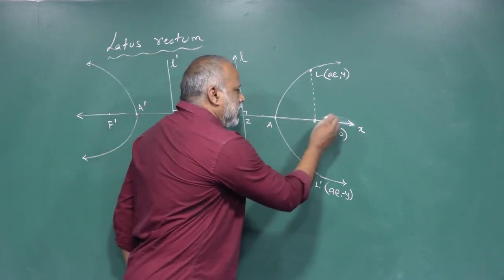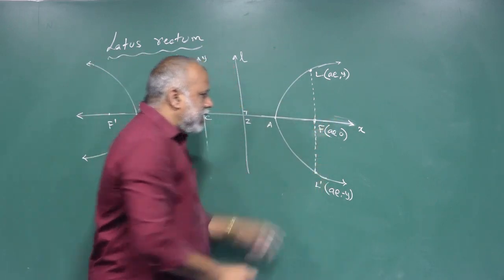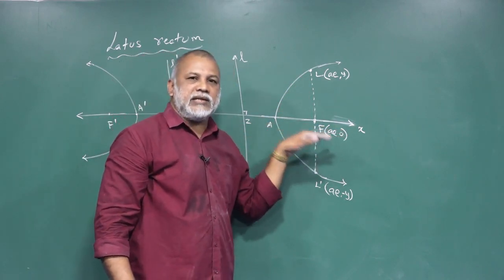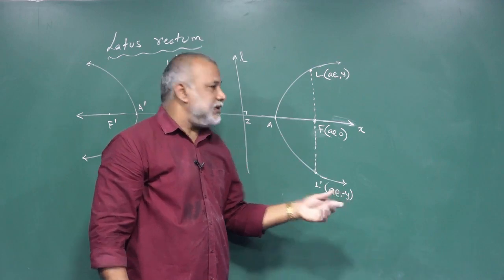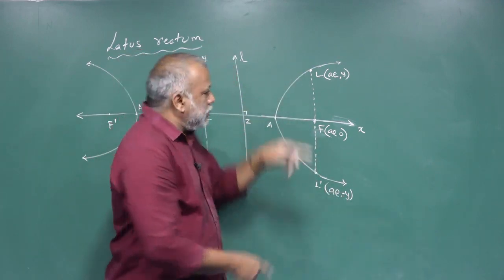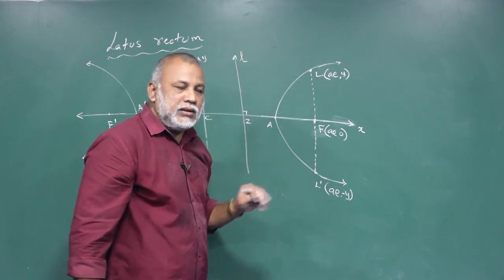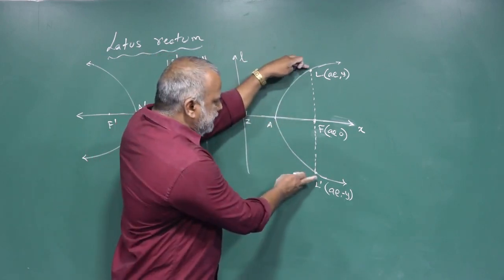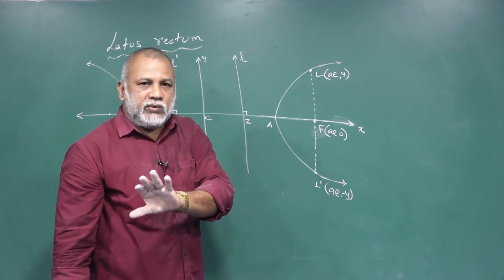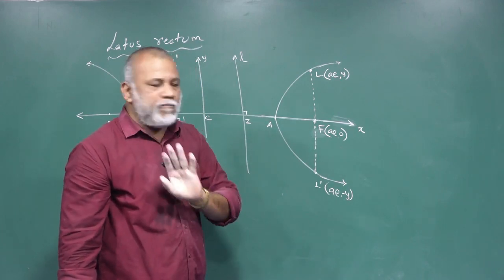Now see the definition. What is the meaning of latus rectum? A focal chord which is perpendicular to the transverse axis. The transverse axis is nothing but the x-axis. So this is the focal chord. It has two values. One is the length of the latus rectum. Length is nothing but LL dash. The value we already worked out just now is 2b squared by a.